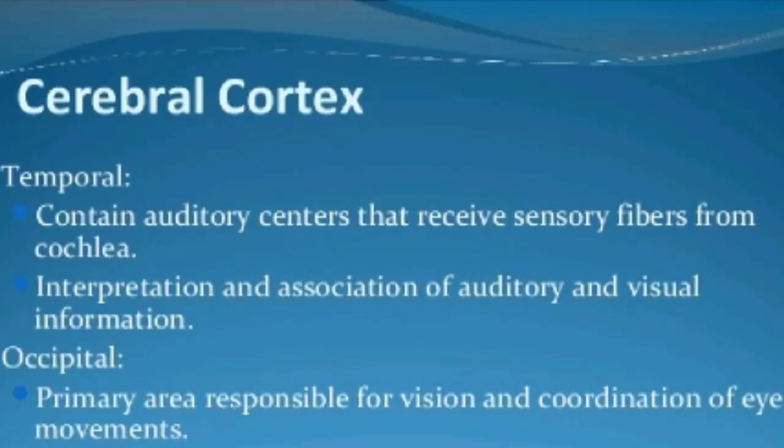Temporal lobe contains auditory centers that receive sensory fibers from the cochlea. Interpretation and association of auditory and visual information also take place here. Occipital lobe is the primary area responsible for vision and coordination of the eye movements.